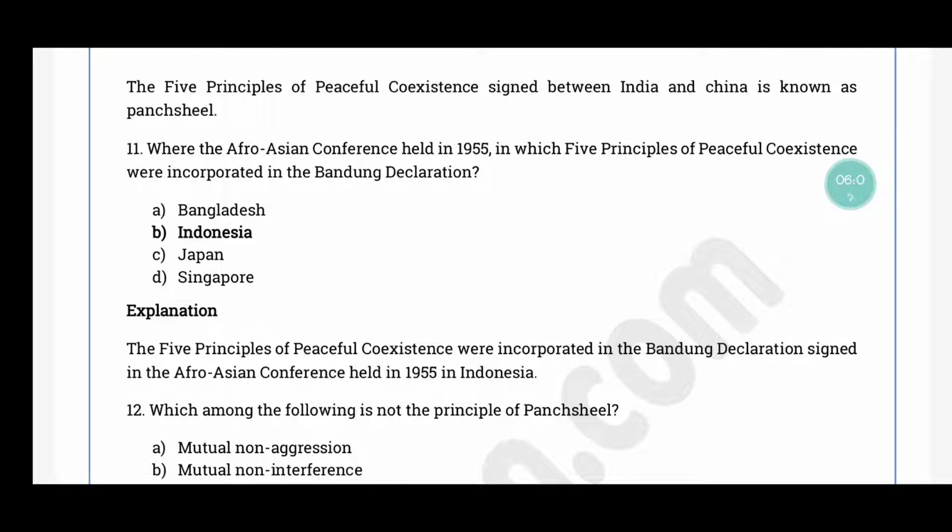Question number 11. Where the Afro-Asian Conference held in 1955, in which 5 principles of peaceful coexistence were incorporated in the Bandung Declaration? The correct answer is option B, Indonesia. The 5 principles of peaceful coexistence were incorporated in Bandung Declaration, and in the declaration Afro-Asian Conference, which was held in Indonesia in the year 1955, இந்த கான்ஃபரன்ஸில் இந்த Bandung Declaration சைன் பண்ணப்படுது.